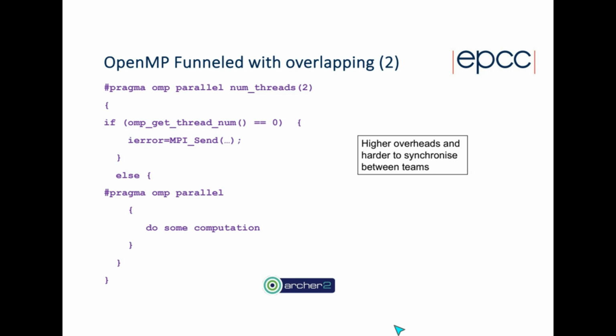The other way to do that would be to use nested parallel regions. You would create an outer parallel region with 2 threads, and then from those 2 threads you pick one to do the MPI calls, and the other thread spawns a nested parallel region to do the computation. So this would be another way of doing it, and then at least you can use work sharing in here.